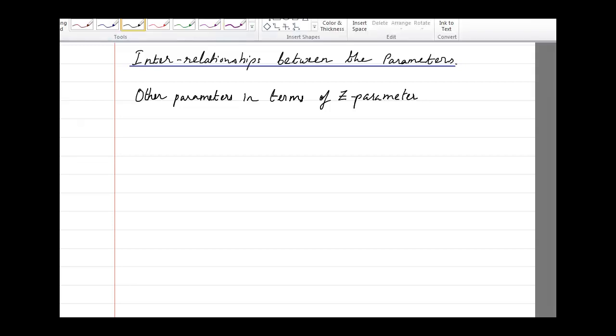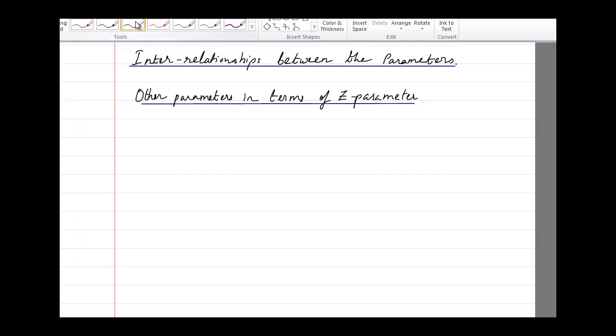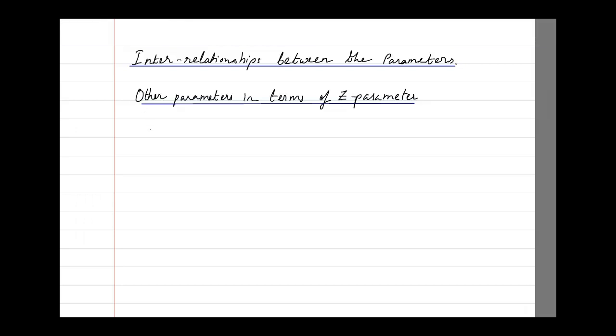See, you have to take care of the definition. Okay. Let me first do this thing, and then I will first solve the derivation, and then I will tell you how things are going to be asked. Okay. So first we will start with other parameters in terms of z parameter.